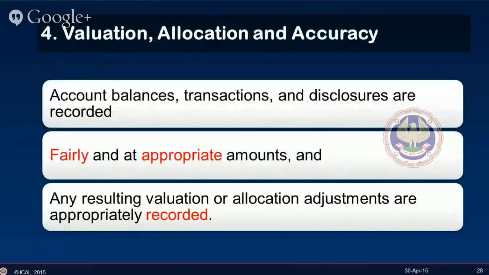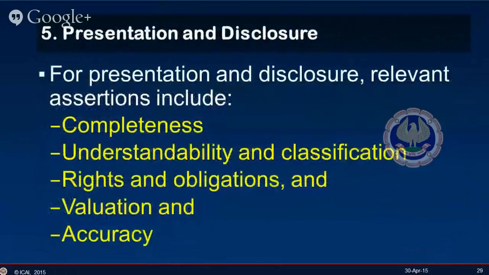When I'm considering valuation, allocation, and accuracy, I'm looking at whether all the account balances, transactions, and the disclosures which are recorded are fair and appropriate, and these have been correctly and completely recorded. When looking at presentation and disclosure, these are the 5 key aspects I'll be looking at. I'm looking at whether all the transactions which are reflected are correct and complete. From the point of understandability, they have been classified as per the legal requirement. The rights and obligations have been correctly reflected. The valuation of the assets is as per the norms, as per the regulatory requirements, or as per the business requirements, and this data is accurate.